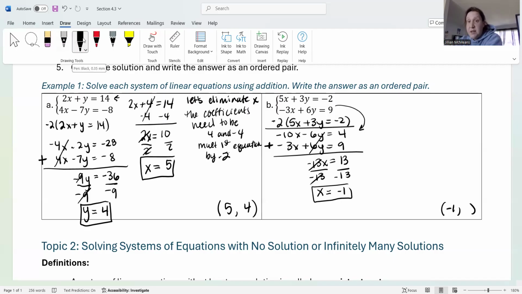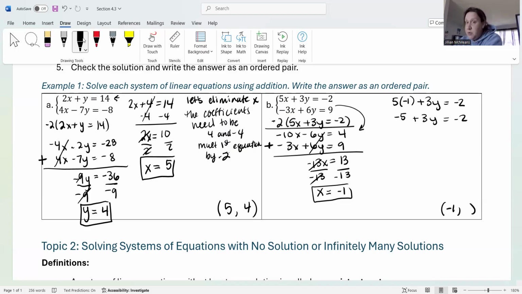And what we do is we take the value for x, plug it into either of the original equations, and then solve for y. So let's say we do the first equation. You could do the second equation. Literally doesn't matter. So I would take 5 times x, which is really negative 1, plus 3 times y is negative 2. Well, 5 times negative 1 is negative 5. Plus 3y equals negative 2.